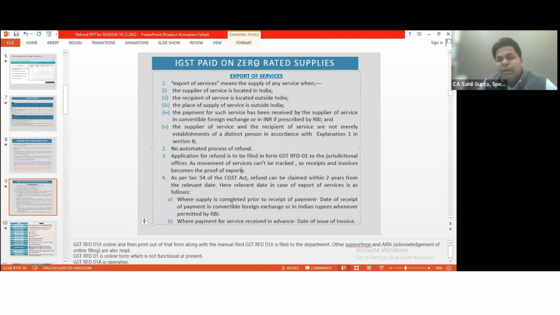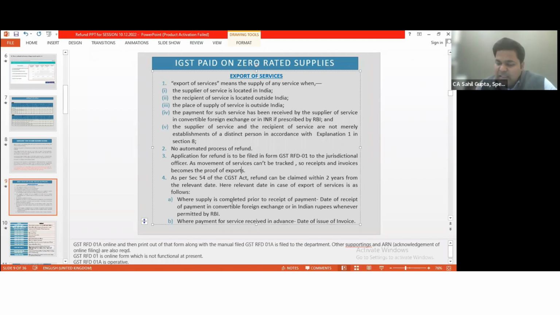If the invoice has been issued and payment has been received at a later date, then the month in which the payment is received, for those invoices which have been issued earlier, that month will be considered as export of service for that amount. In the case the payments are received at a later stage, if the invoice is issued in the previous period and amounts have been received in the current period, then the amount received in the current period will be the taxable value of export of services for the calculation of refund.